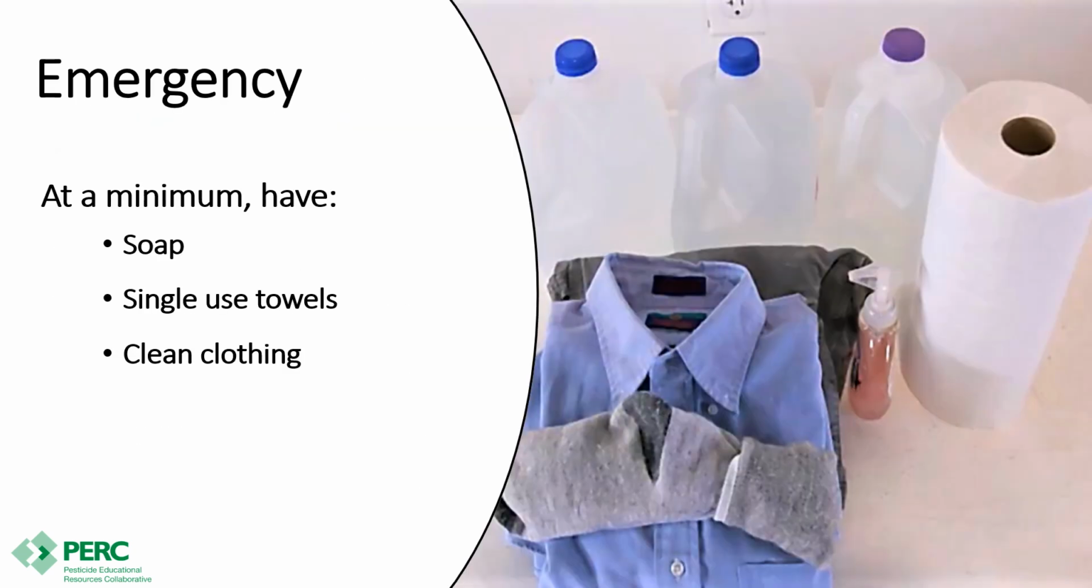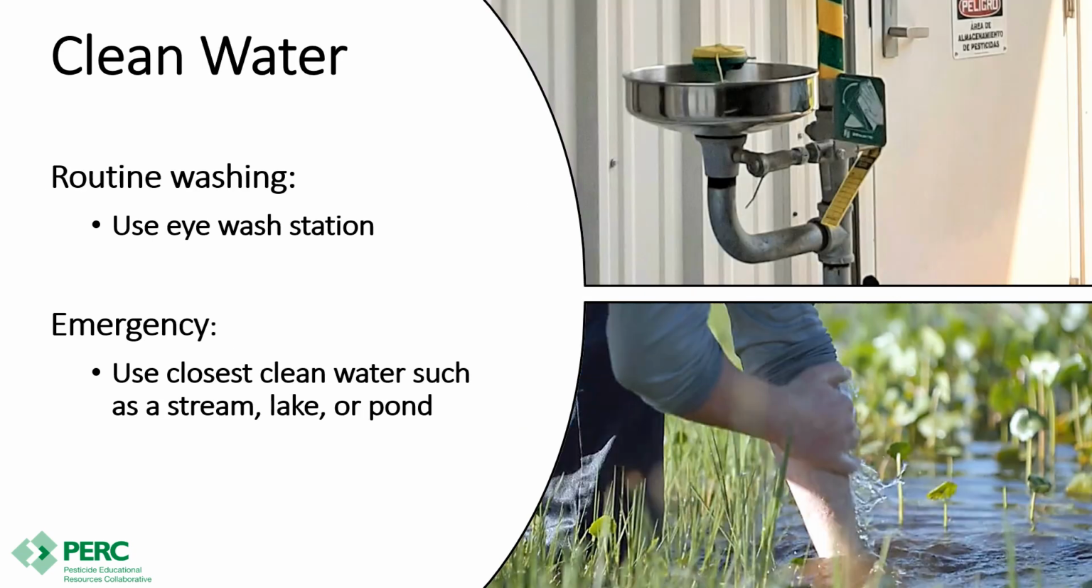Knowing what to do in an emergency may be critical in minimizing damage to your health caused from pesticide exposure. At a minimum, decontamination supplies should include soap, single-use towels, change of clothes, and water for routine or emergency washing. If another source of clean water, such as a stream, lake, or pond is closer to you, you should use it in an emergency. Additional emergency eye flushing supplies or an eye wash station may also be required in case of accidental exposure of a pesticide to your eyes.